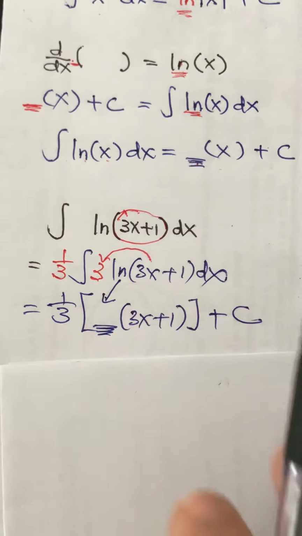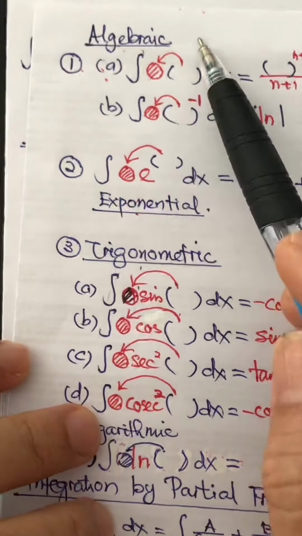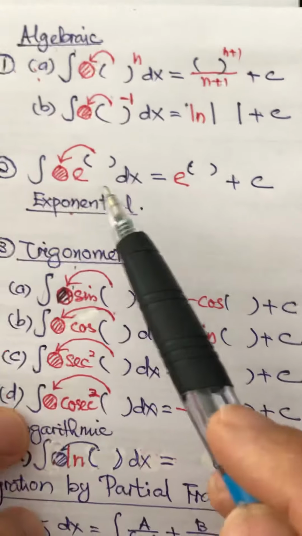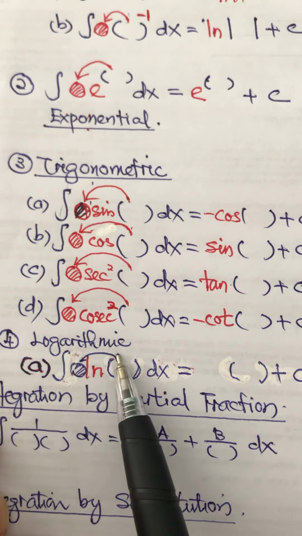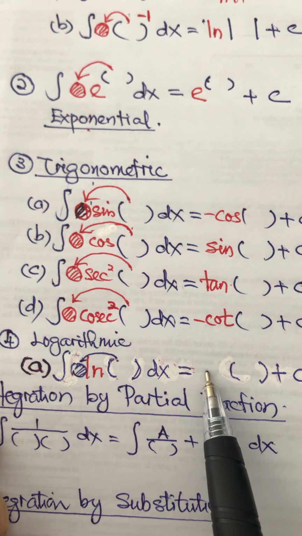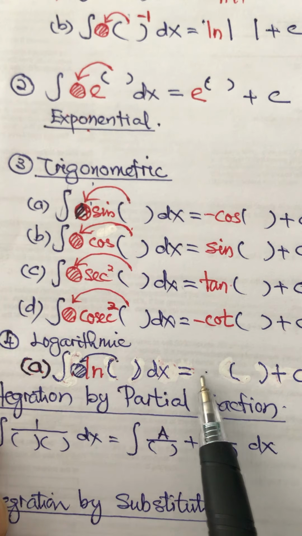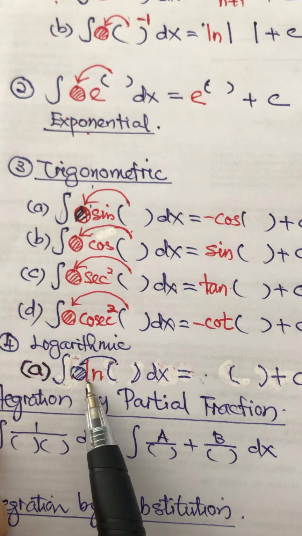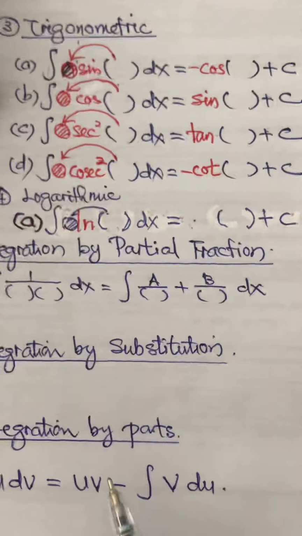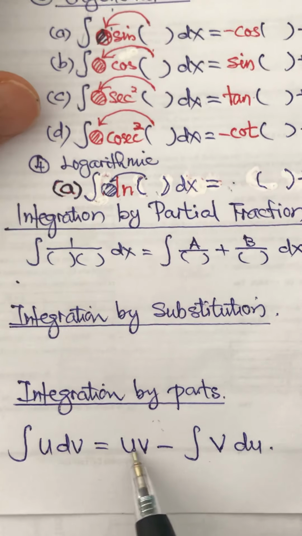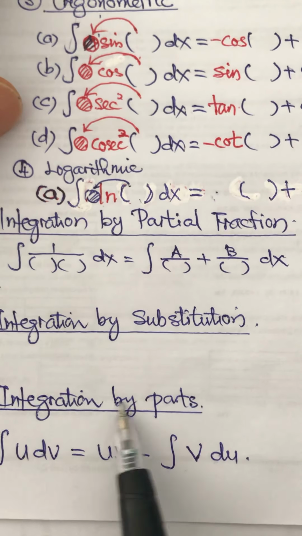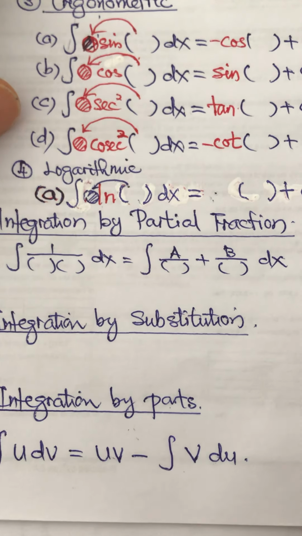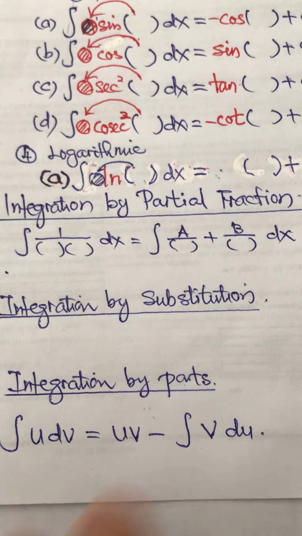That's why in my list here, I give you algebraic, exponential, and then trigonometric. But I don't give you logarithmics. Ln, what is this? Tada. I tell you, for ln, if you want to integrate, you have to use integration by parts. You cannot use substitution, you cannot use partial fraction. Now I'm going to show you how to use integration by parts for ln.